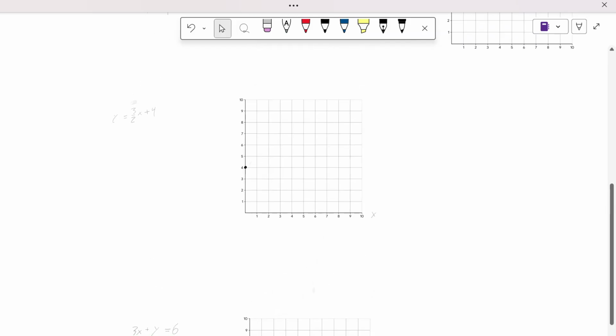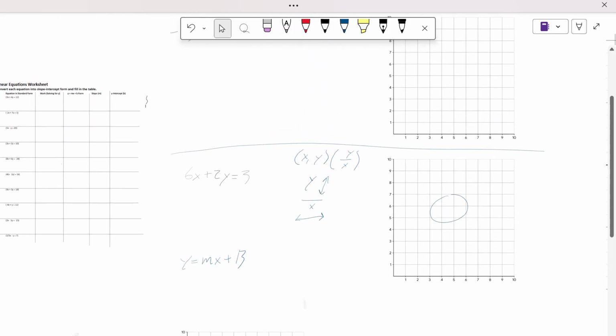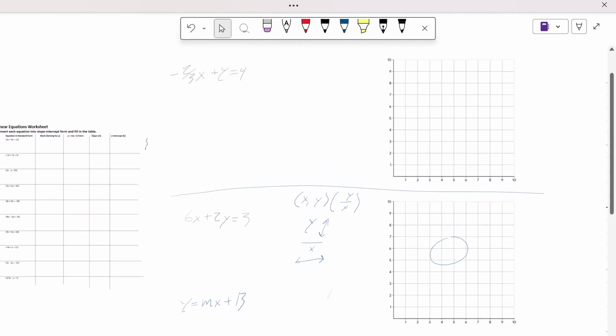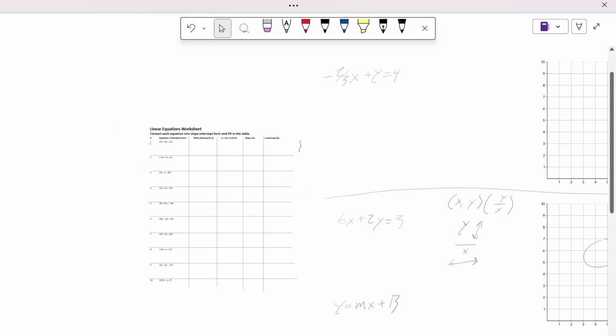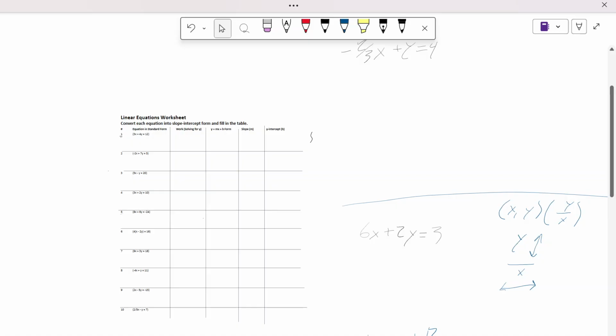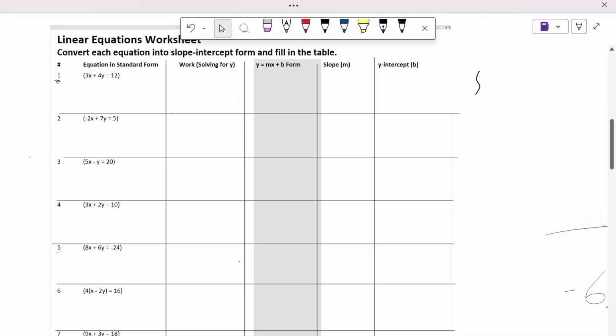And so, just to start, we'll start over here. I want that to be negative. Okay, so we'll start over here. We'll start in the table.